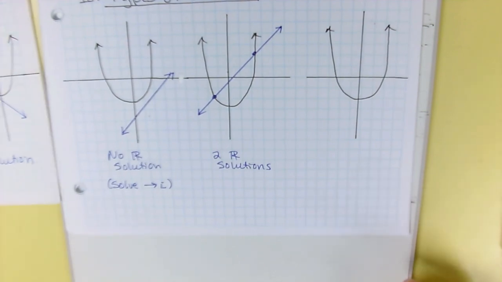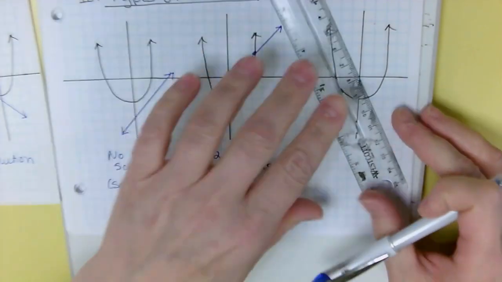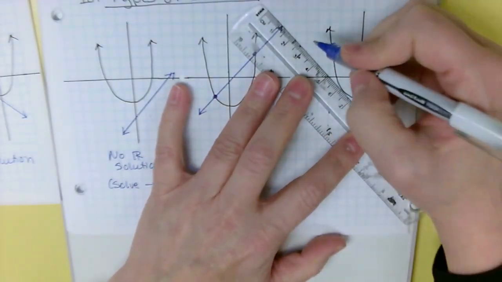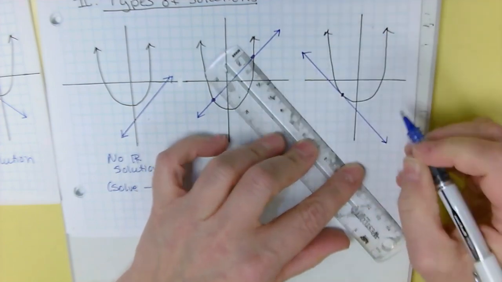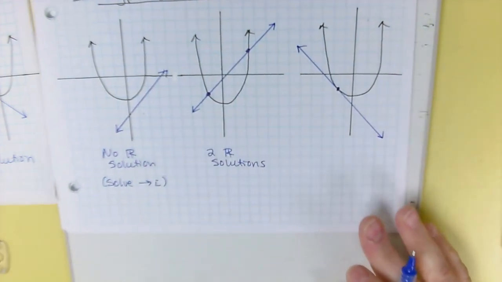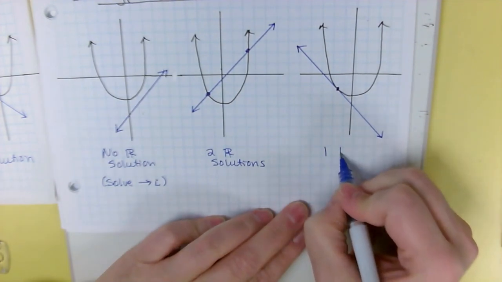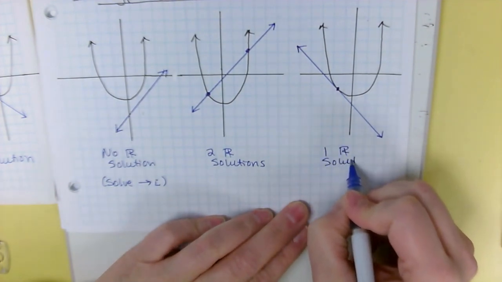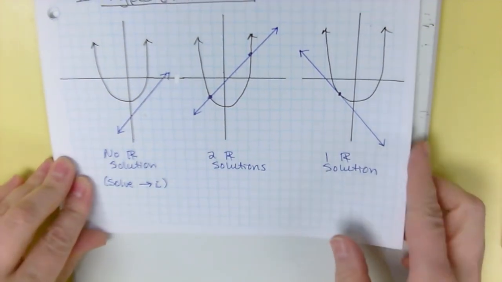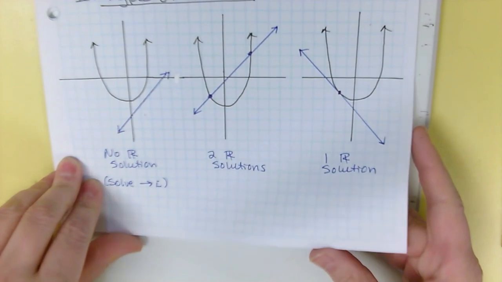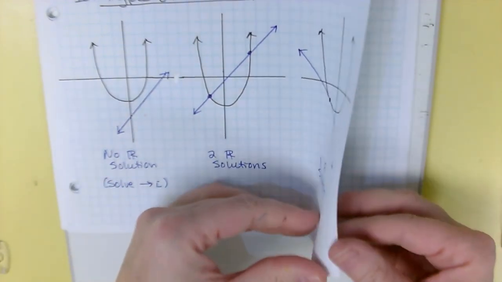The third case, which is much more rare, but it does happen, is that the line intersects the parabola at only one point. It just barely touches it at one point. That would be one real solution. That happens, but not very often, because it's got to be a pretty exact combination of circumstances. Okay, so those are the three types of solutions you can possibly get with this. All right, let's go on to Roman numeral 3.